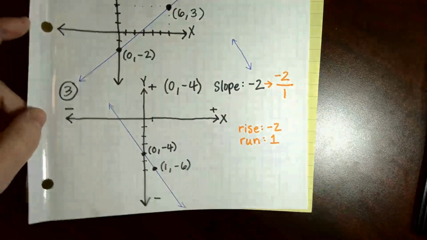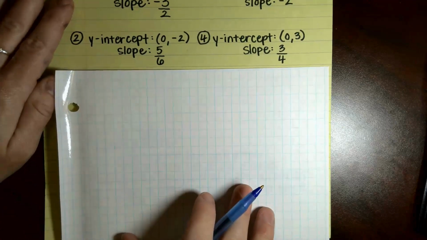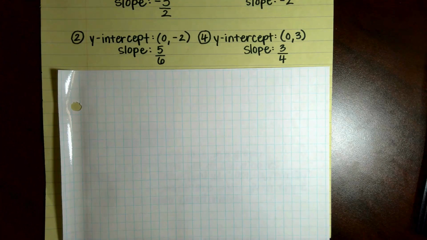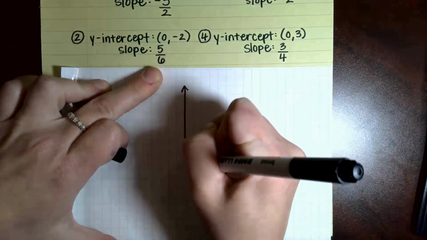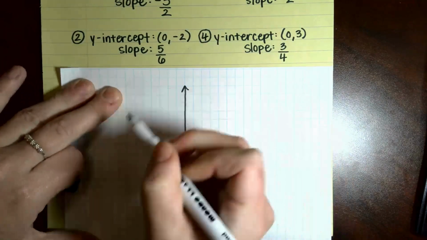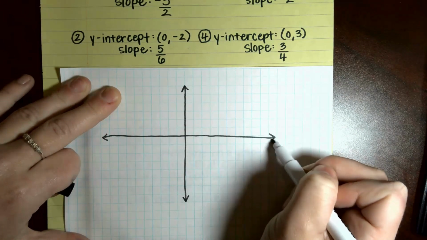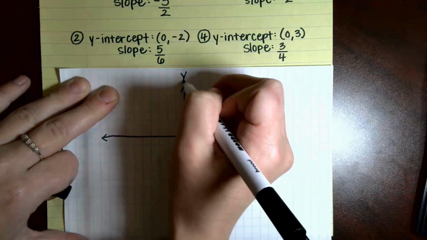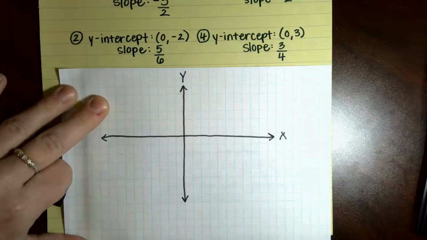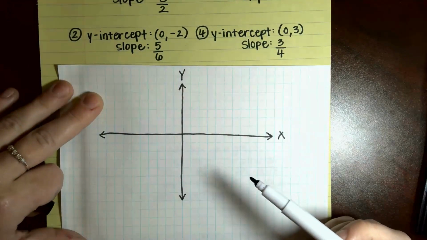Okay, we've got one more, number 4. For number 4, our y-intercept was 0, 3, and our slope is 3/4. So before we even start this, while I'm writing a graph, is our slope positive or negative? It's positive, so our line is going to face upwards. We know that. So let's label our axes. We've got y and x. And let's start with our point, 0, 3. Where am I going to put that?